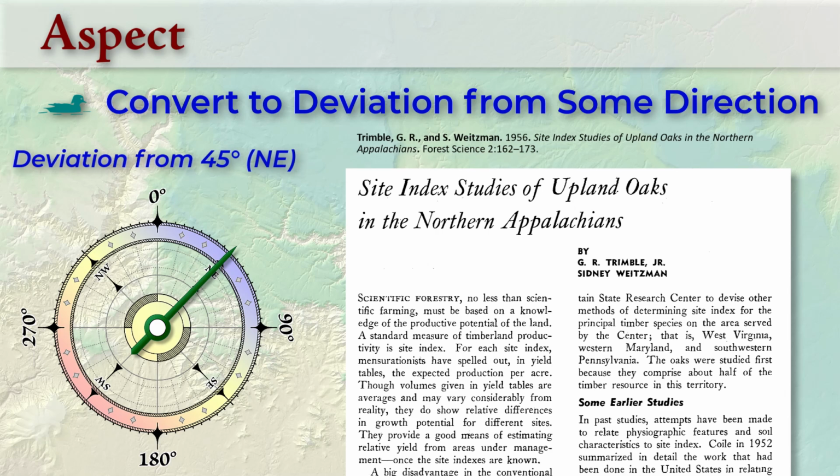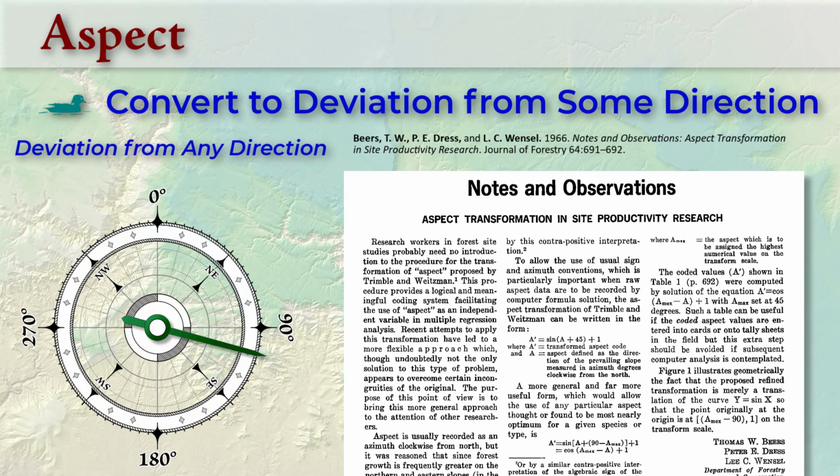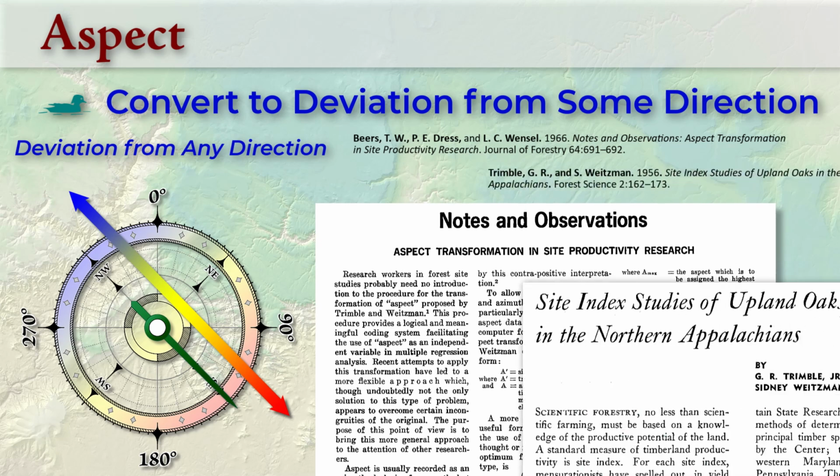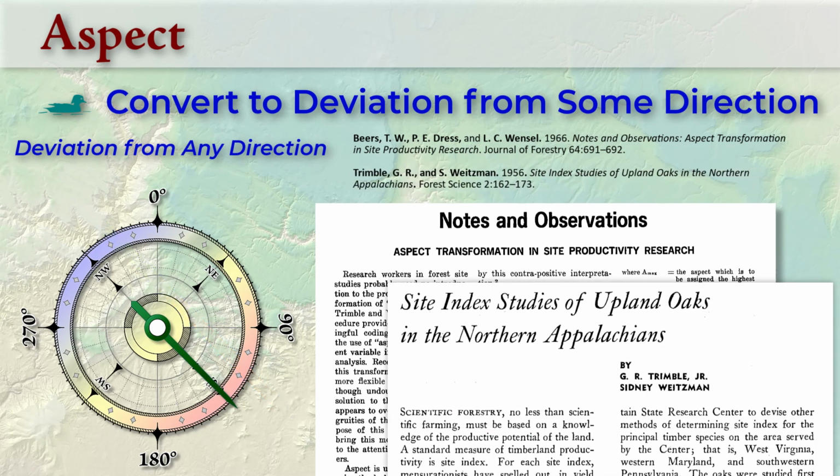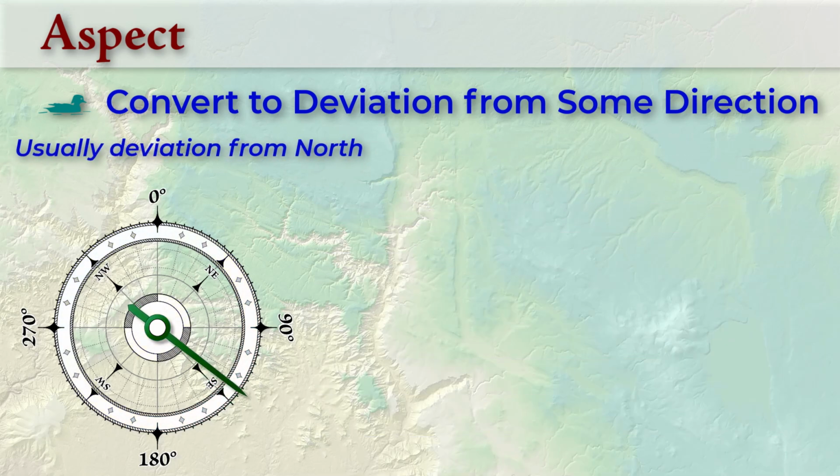And actually, in 1966, Beers et al. took Trimble and Weitzman's equation a step further, showing a way to apply the transformation to any bearing you think might be important. And if you're interested, I've got both of these papers available for you to look at. There are links to them in the lab exercise document. So you can use any bearing you want as the focal direction, but most of the research I've seen that uses this method just calculates deviation from pure north because so many environmental factors respond to that direction.